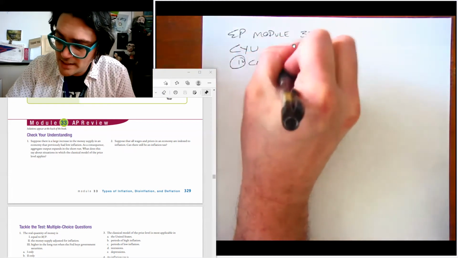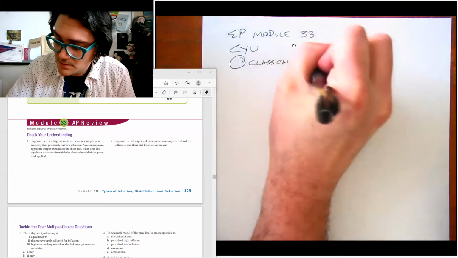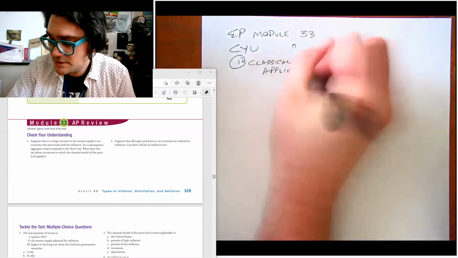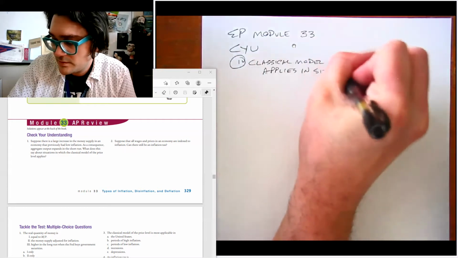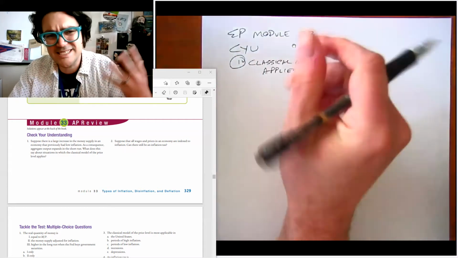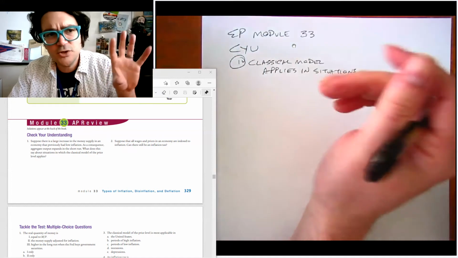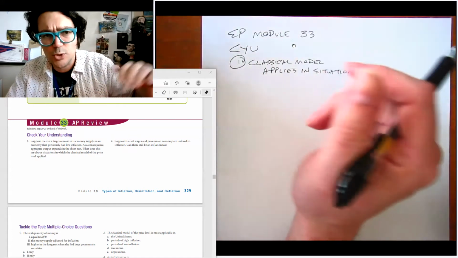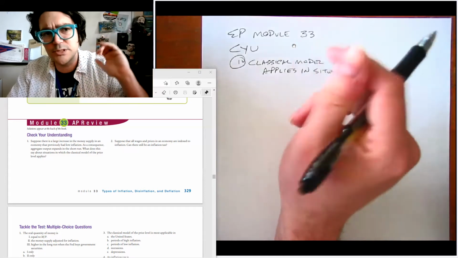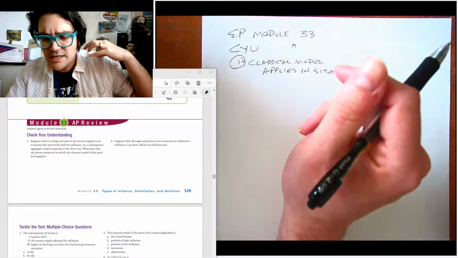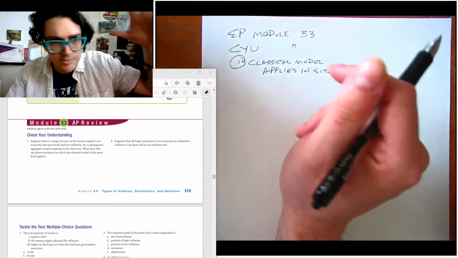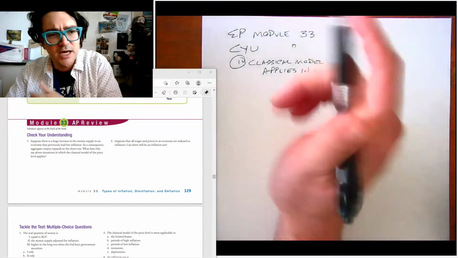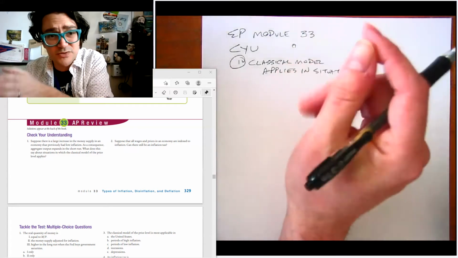Classical model applies in situations. Let me actually say it, and then I'll write it out. The classical model would apply in a situation where you have really high inflation levels, where there's large increases in the money supply regularly happening, and basically they double the money supply, and then it doubles the prices instantaneously, and so you don't see aggregate output moving around, and so it works really nicely for those situations.